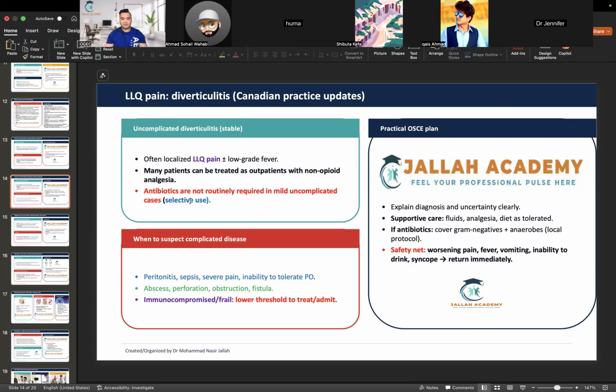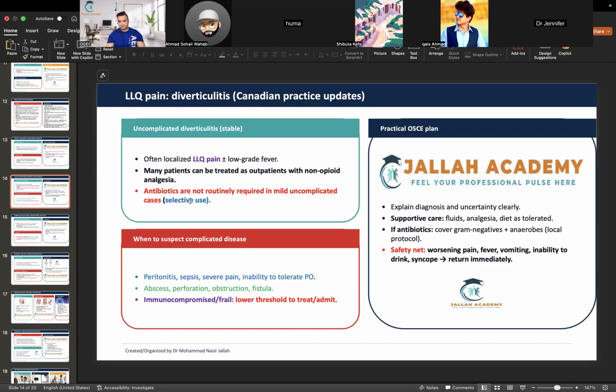Okay, do not forget. When to suspect complicated disease: peritonitis, sepsis, severe pain, inability to tolerate per oral, abscess, perforation, obstruction, fistula, immunocompromised, frail. Have a lower threshold to treat and admit. I think these are very obvious, so we're not going to talk about it.